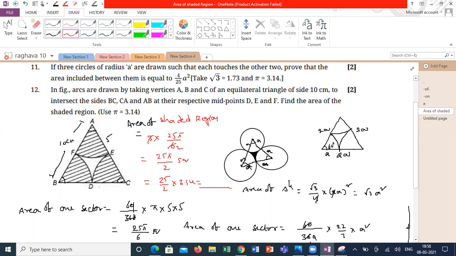It's simple. There is nothing in this, because he mentioned it very clearly, these are the midpoints. Midpoints means all the sectors are the same size, because all the sides are the same, it's an equilateral triangle.